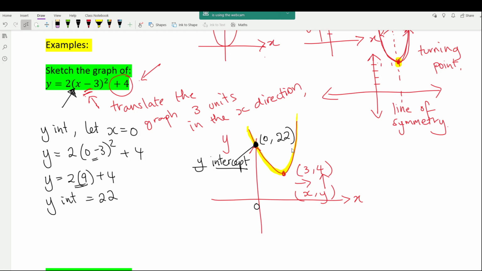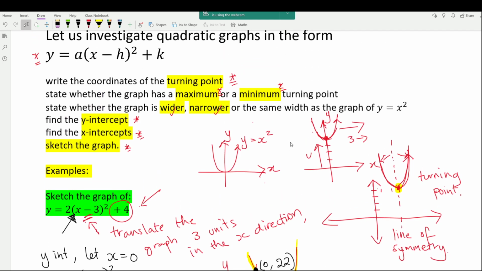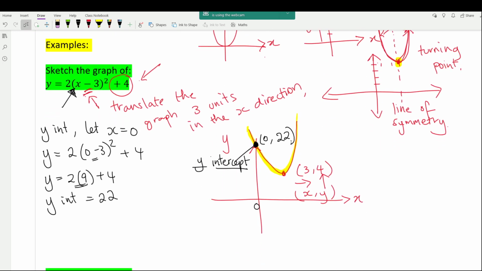Now, there is no x-intercept in this graph, so that's all we have to do. Now, does this graph have a maximum or minimum? Let me come back over here. So is it a maximum or a minimum? If you look at the graph, if we have a parabola looking like this, we have a minimum, because we have a minimum y value. The smallest y value is 4. So that's a minimum.